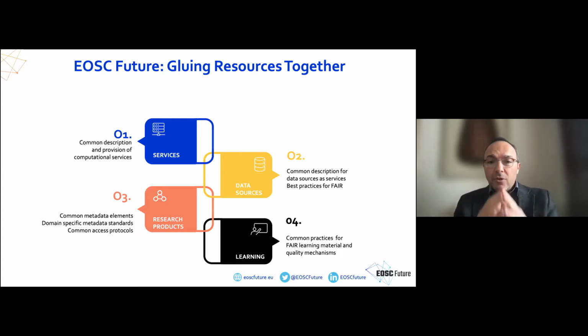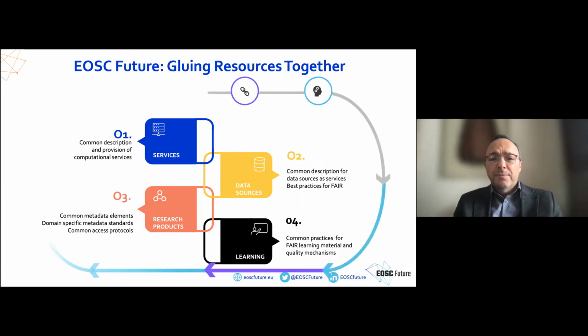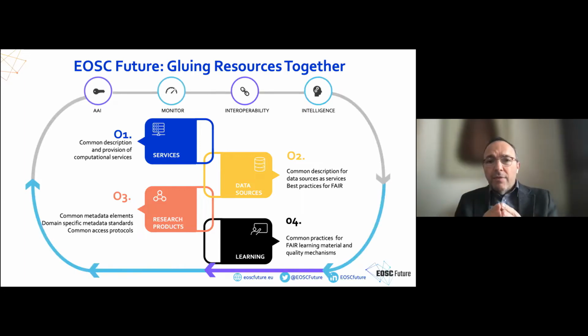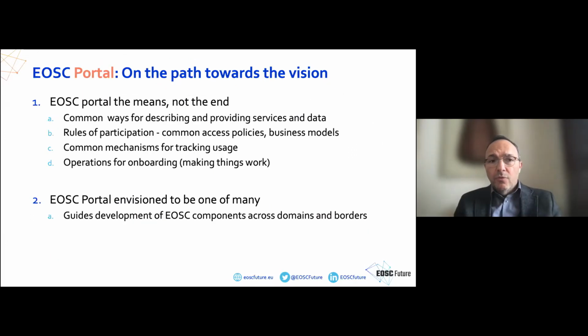And all this, let's not forget, will have common ways to have learning objects, material that can be used to teach and to learn, and then connect education to research and eventually to innovation, for the knowledge triangle. These are the four pillars of the work. And all of them are coming together under four main directions that EOSC Future is working on: common authentication and authorization, common monitoring, interoperability among all of them, and intelligence in order to help the user to move on.